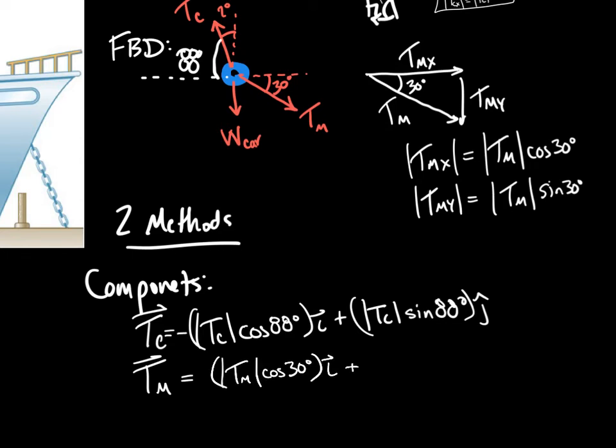And then TM, oh, these all need arrows. Sine 30 degrees, J. All right, so there you go. And let's get our signs on here. It is in the positive X direction, and it is in the negative Y direction, because we can see that looking here. So this is the positive X direction and the negative Y direction.